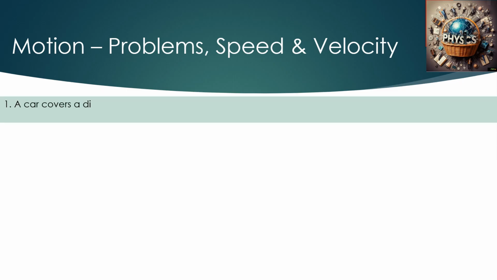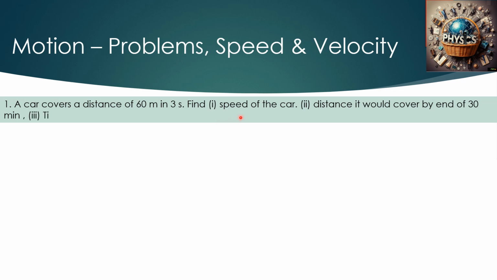With the first problem, which says that a car covers a distance of 60 meters in 3 seconds. What we need to find is the speed of the car. Second one is the distance that it would cover by the end of 30 minutes and the time that it would take to cover 54 kilometers. So it's a very simple one because we have a straightforward relationship between distance, time, and speed.